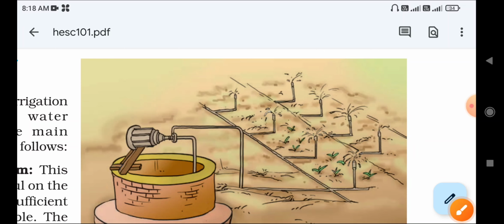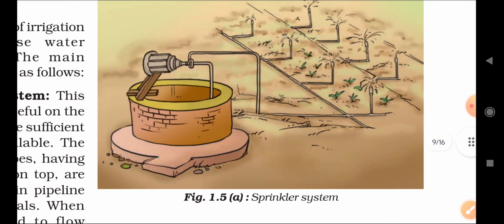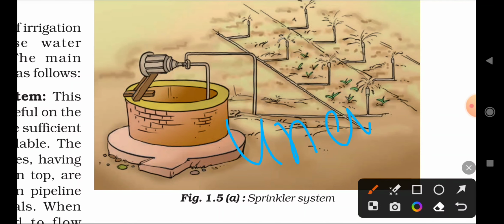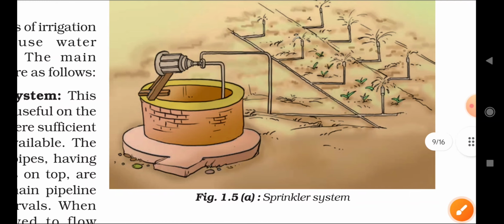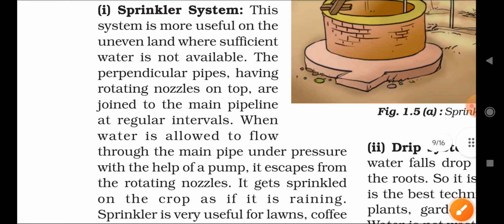So this is the best method of irrigation, called the sprinkler system, where land is uneven. In which land is it very useful? The land which is uneven. In that particular area, the sprinkler system is very useful.